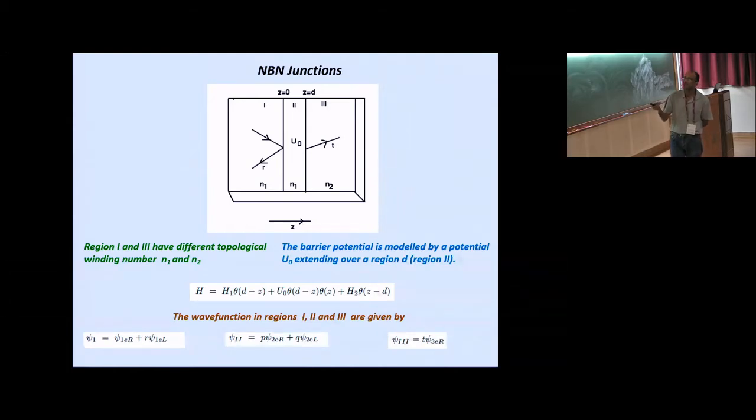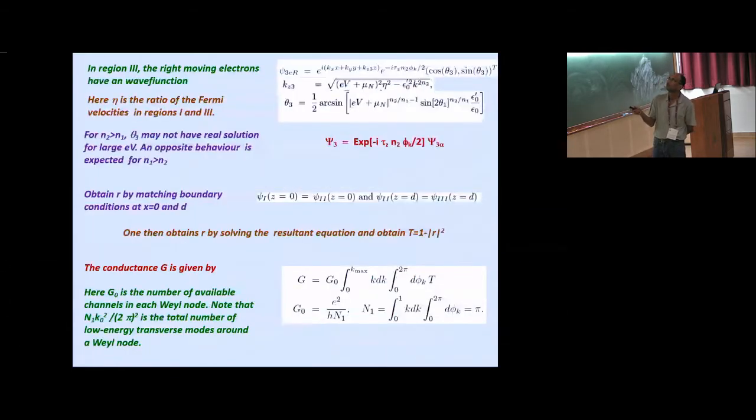So this is a simple example of a standard calculation, where you put an electron in region 1 and then calculate the reflection and transmission coefficients. And this can be easily done. Before getting into the details of the calculation, here is the wave function in region 3.